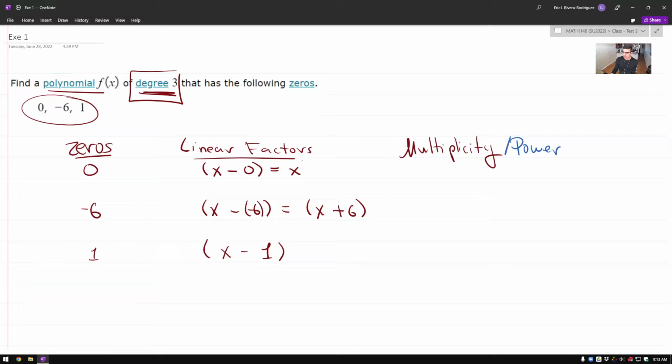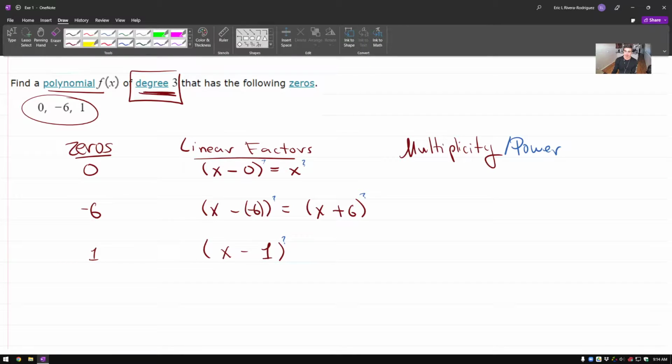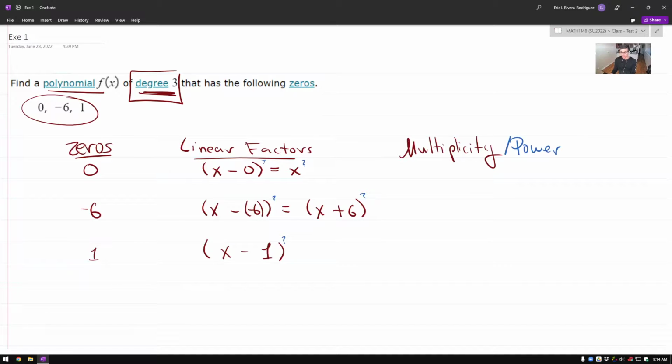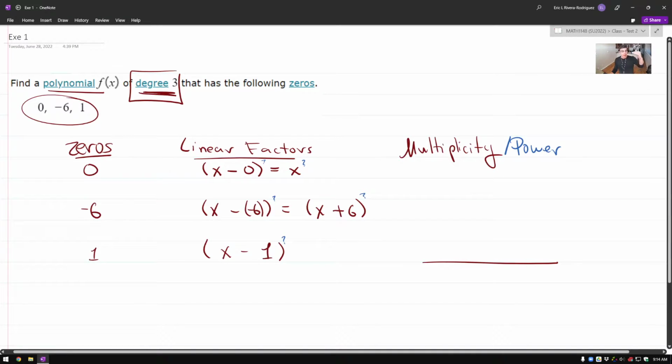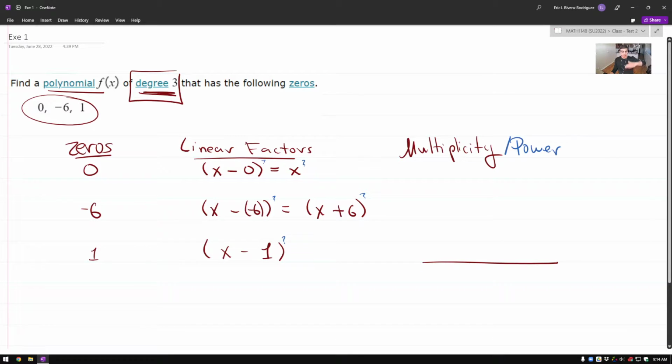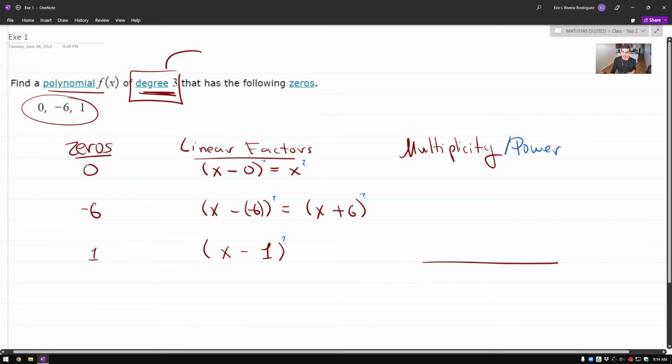Let me put it here. So we need to write a power for each of these factors. That exponent, that power, is related to their multiplicity. For the multiplicity, we have two categories: it's going to be even or odd. Now, the actual value of those powers, when we take the sum of those exponents, what we need to get is the degree of the polynomial.